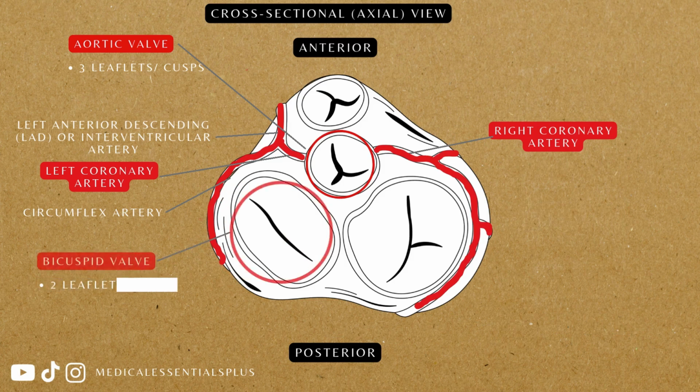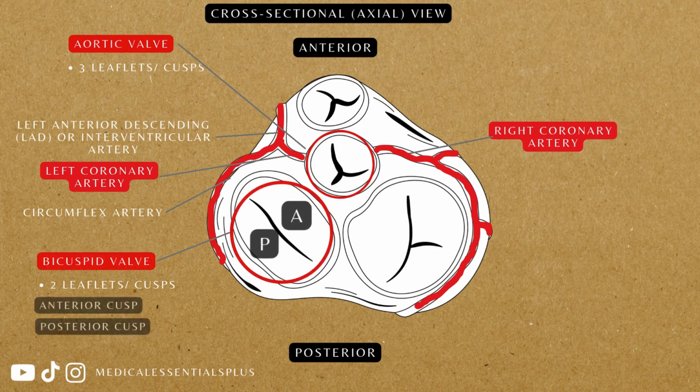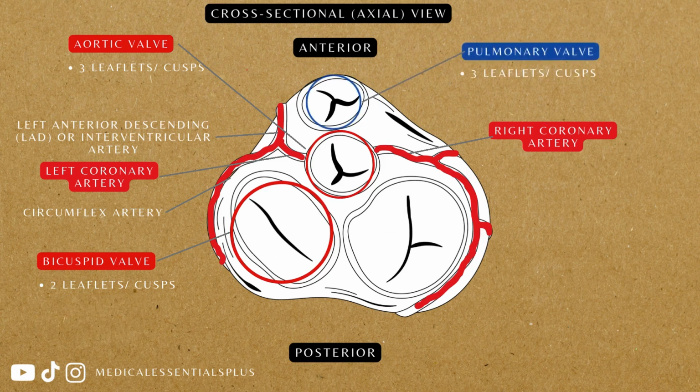To the left is the bicuspid valve. As its name suggests, it has two cusps, an anterior cusp and a posterior cusp. It prevents regurgitation of blood to the left atrium during ventricular systole. The most anterior valve is called the pulmonary valve.